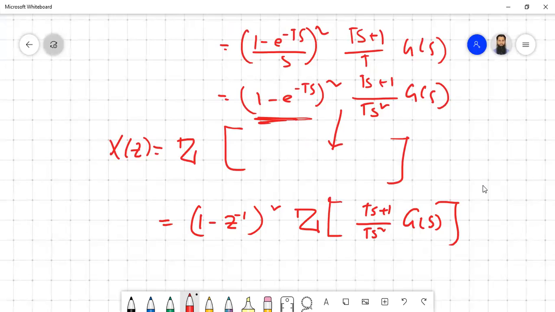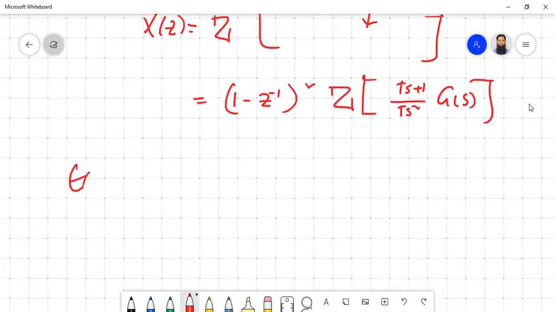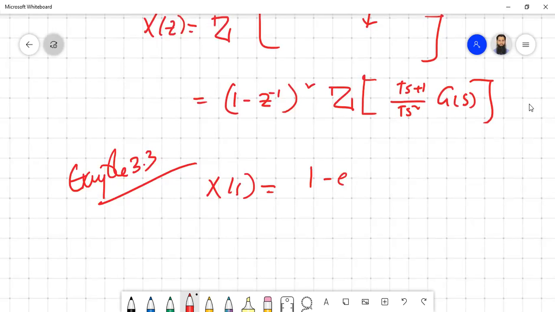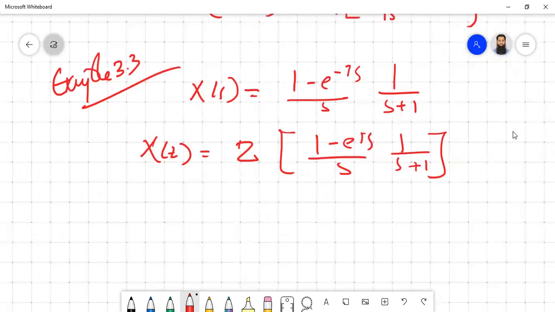Okay, so one example related to this one is example 3.3. X(s) is given as (1 minus e to the power minus Ts) by s, then you have 1 by (s plus 1). So what we have to do is find out the z transformation. You just isolate that portion and replace it by 1 minus z inverse.